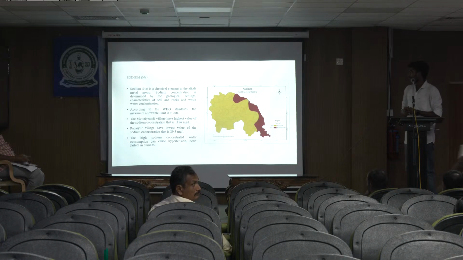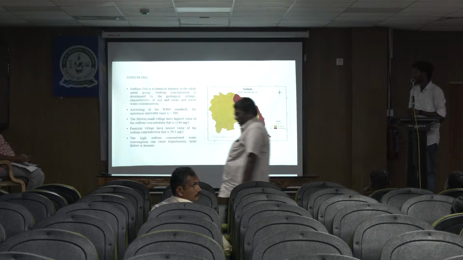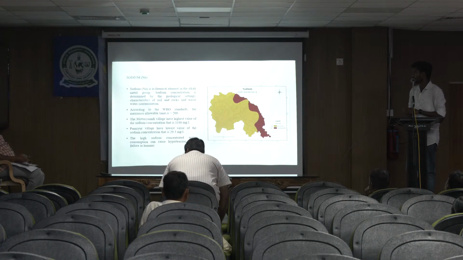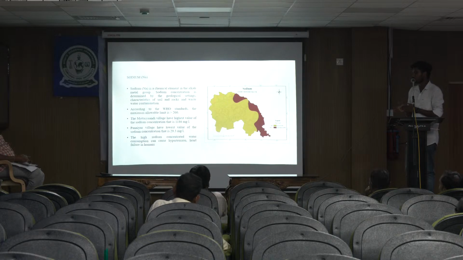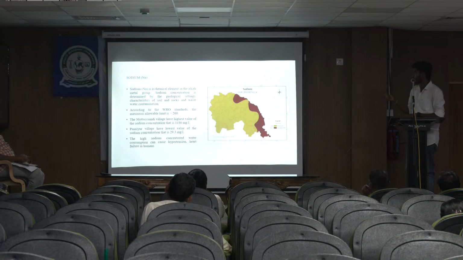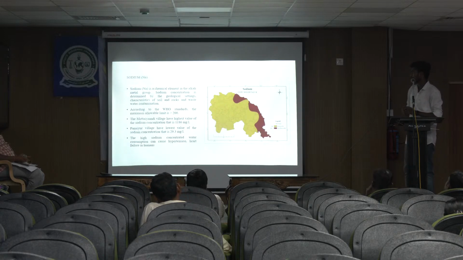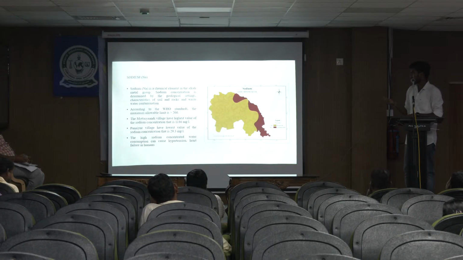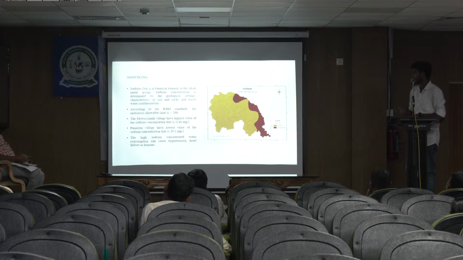Next, sodium. According to the World Health Organization standard, the maximum allowable limit for sodium is less than 200. Here the Motayandi village has the highest value of sodium concentration, that is 1186 milligram per liter, and Panayur is the lowest concentration, at 29.3 mg per liter.